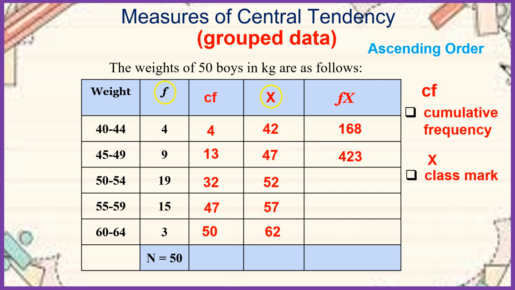9 times 47 is equal to what? Correct, it is equal to 423. 19 times 52 is equal to what?